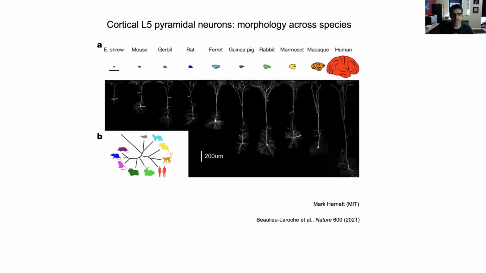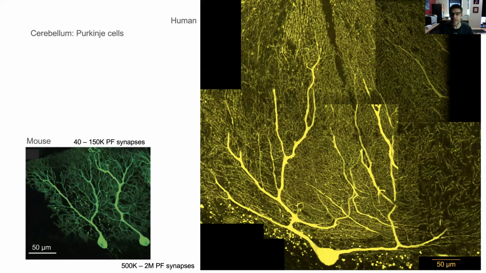If we are now doing the same in Purkinje cells in the cerebellum, at first we see the size effect, of course, too. So here on the left, we have Purkinje cells from a mouse. Here on the right, from a human.